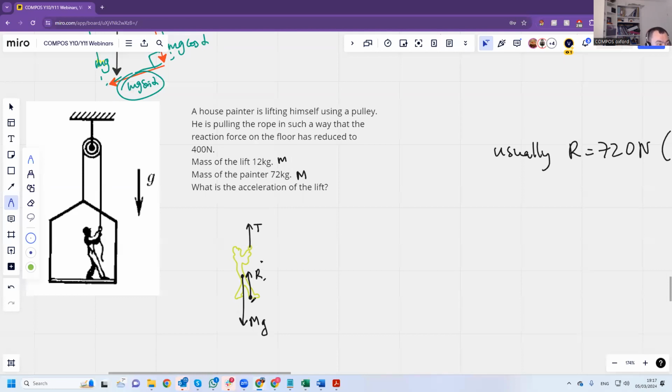Okay. And we know that the painter is accelerating upwards, because it says, what is the acceleration of the lift? The lift and the painter are both accelerating up. So we can write for the painter, mass times acceleration of the painter is equal to the forces up minus forces down: tension plus the reaction force minus mg.